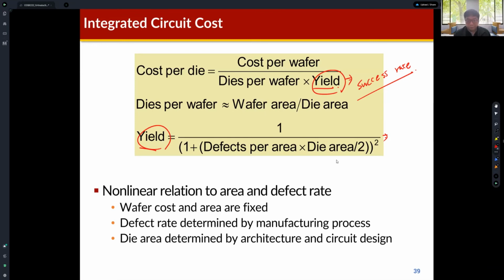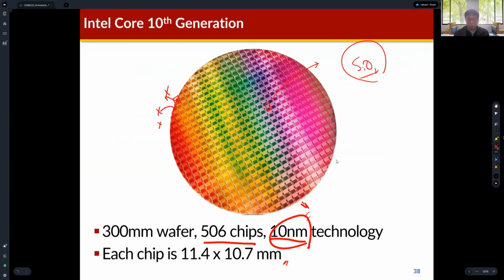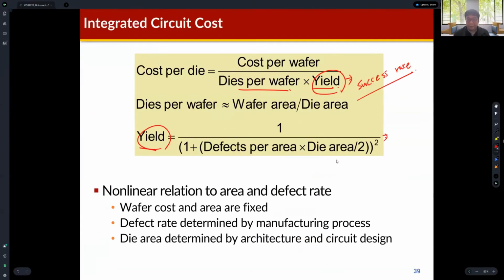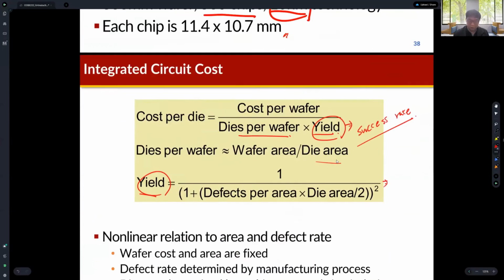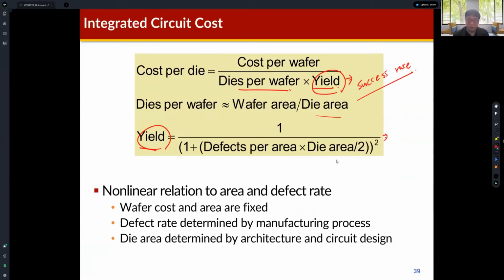And then, what is the dies per wafer? The number of dies per wafer is approximately the wafer area, the area of this circular wafer, divided by die area. It's an approximate equation because the shapes are different, but usually we can use this equation.